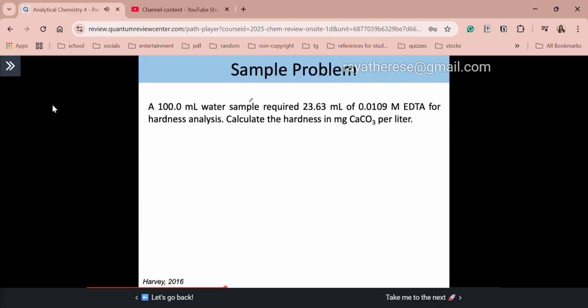Class, solve tayo ng problem. So this is not in your manual. You have to solve this. Everyone game. A 100 ml water sample required 23.63 ml of 0.0109 molar EDTA for water hardness analysis. Calculate the hardness in calcium carbonate milligram per liter.